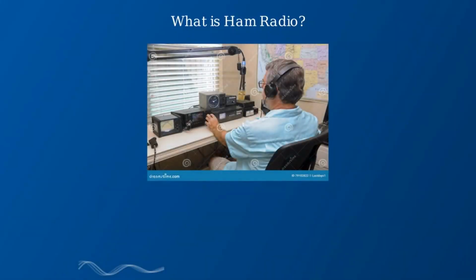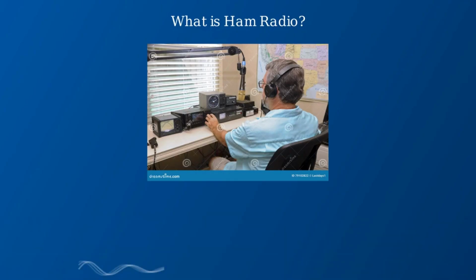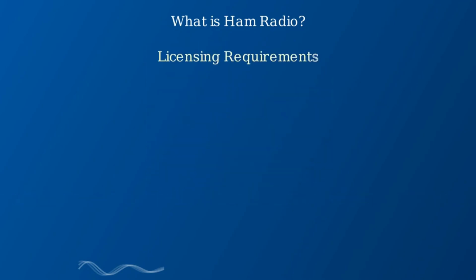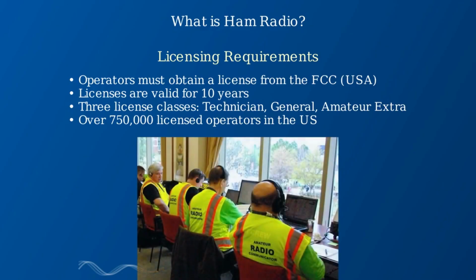Ham radio, also known as amateur radio, is a two-way personal communication service used around the world. It's a non-commercial communication service used for exchanging messages, self-training, emergency communication, and recreational activities. To legally transmit, operators need to obtain a license and certification from regulatory bodies like the FCC in the United States. These licenses are valid for 10 years, and there are over 750,000 licensed operators in the U.S.